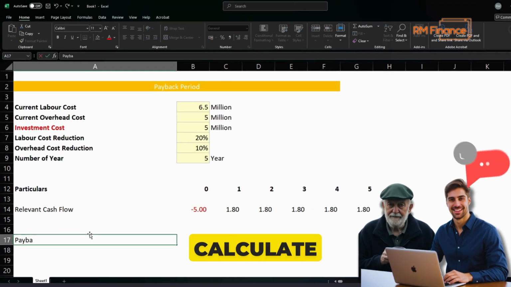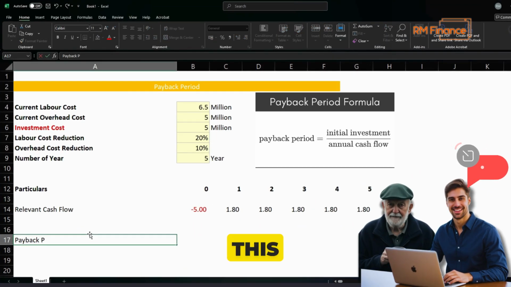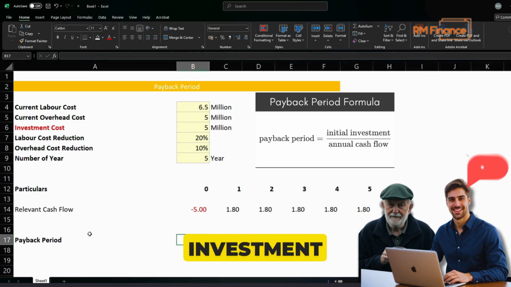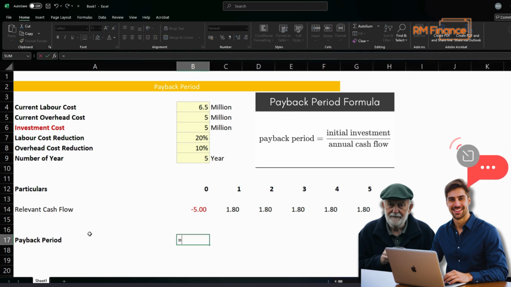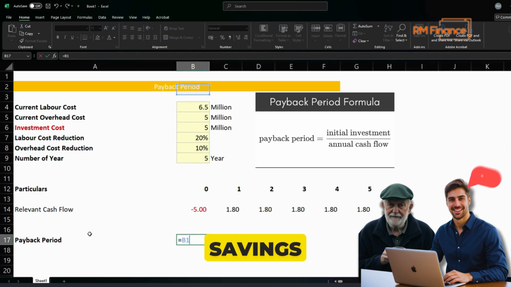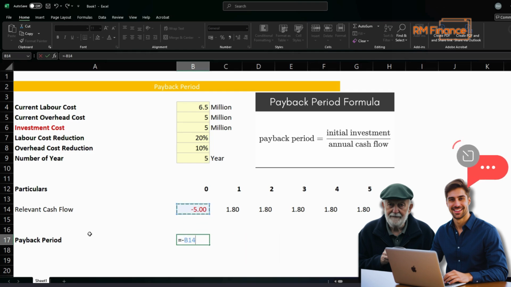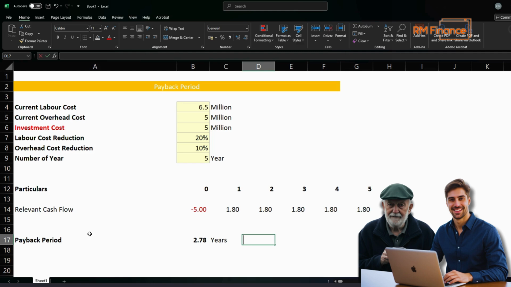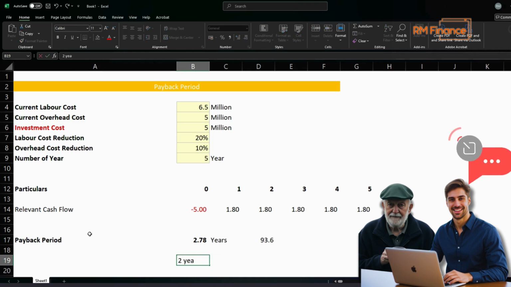Now, let's calculate the payback period. To do this, we divide the initial investment or cash outlay by the net annual cash flow savings. Your initial investment is $5 million, and your net annual savings are $1.8 million. By dividing $5 million by $1.8 million, we get a payback period of approximately 2.78 years. In other words, 2 years and 9 months.